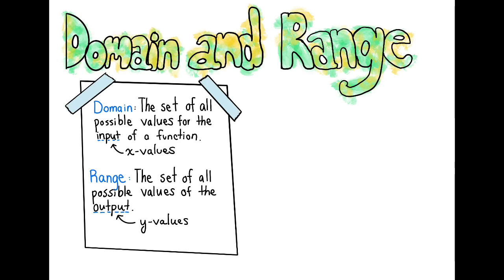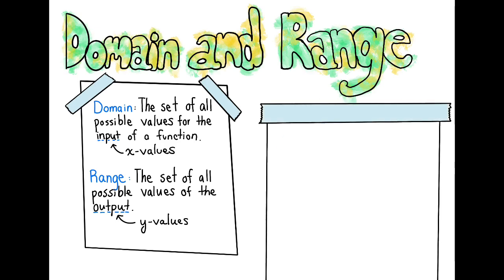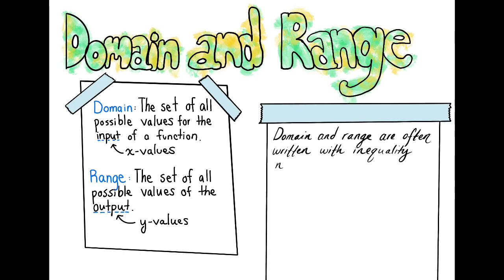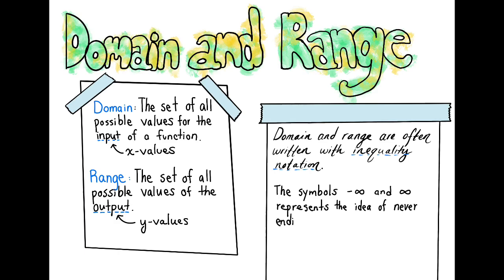We're going to look at one that has our function labeled, and then we'll look at one where we're just looking at the graph. So just a couple of notes. Domain and range are written in inequality notation. So that means we have those symbols, the less than or equal to symbols, and we often use negative infinity and positive infinity to represent when your function never ends. So if it keeps going up forever, or if it keeps going down forever, that's when we use those negative and positive infinity symbols.